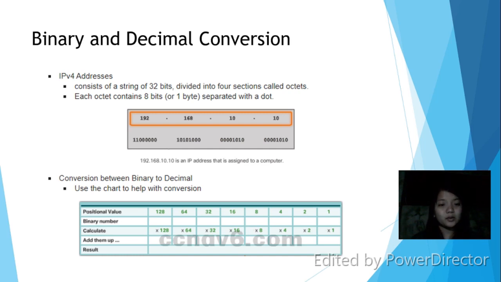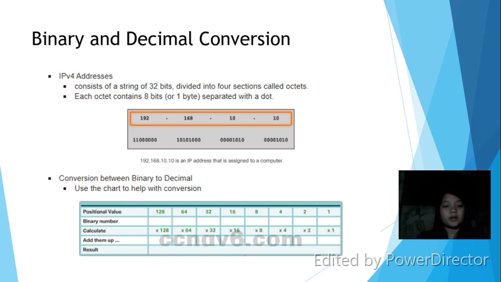So the 192.168.10.10. They are separated with a dot. So that is in binary. 192 is 11000000, and for the 168, that is 10101000. Then 10 is 00001010. So again, for 10 it is 00001010.